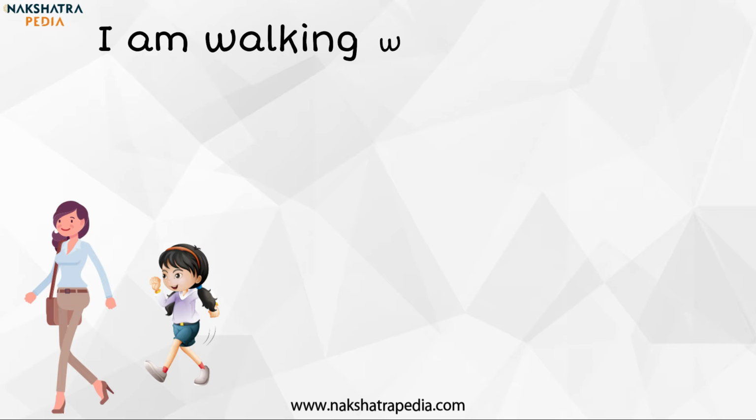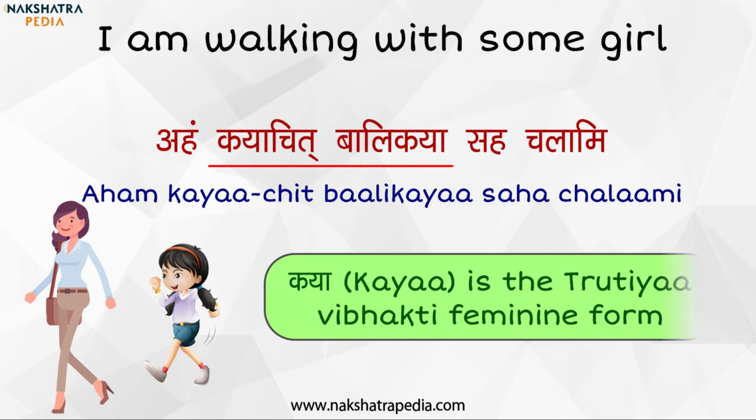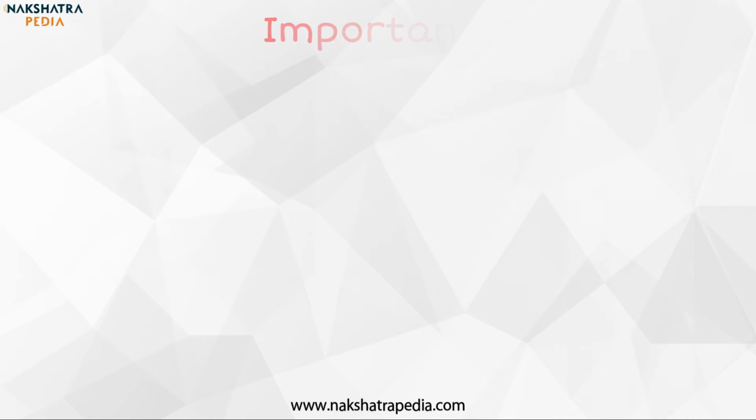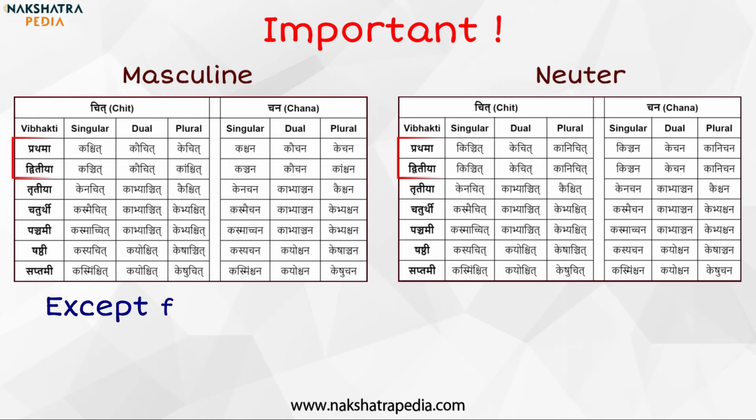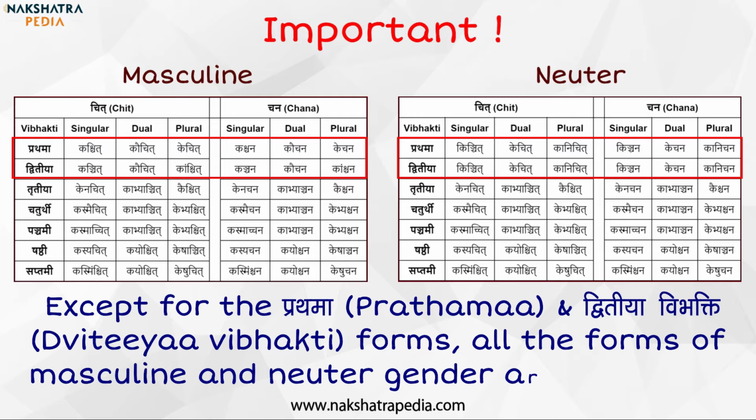In the same way, I am walking with some girl, then aham kayachit balikaya saha chalami. So here we used the Tritiya Vibhakti by using kayachit balikaya. Kaya is the Tritiya Vibhakti feminine form. So kaya joining with chit gives us the form kayachit. One important point to remind you is that except for the Prathama and Dvitiya Vibhakti forms, all the forms of masculine and neuter gender are the same, and that applies to Kah and Kim as well.